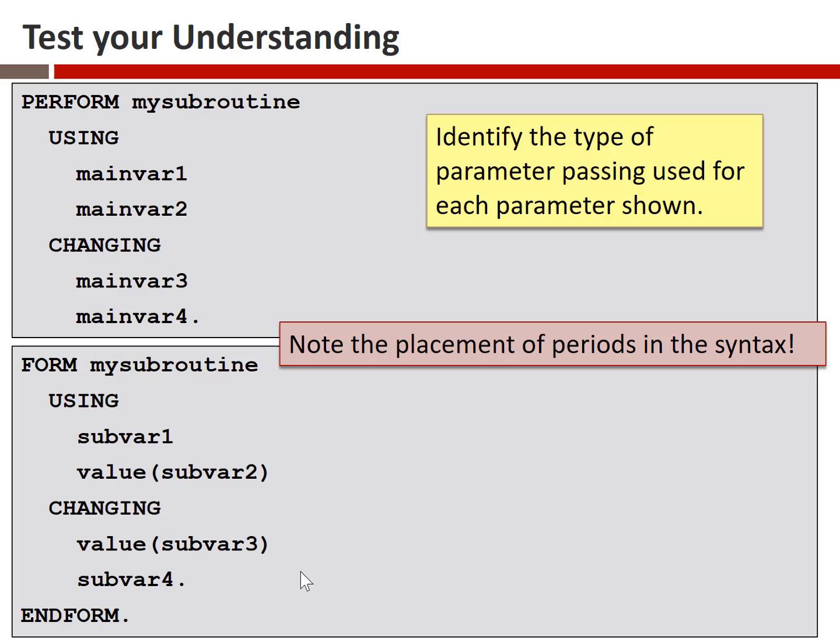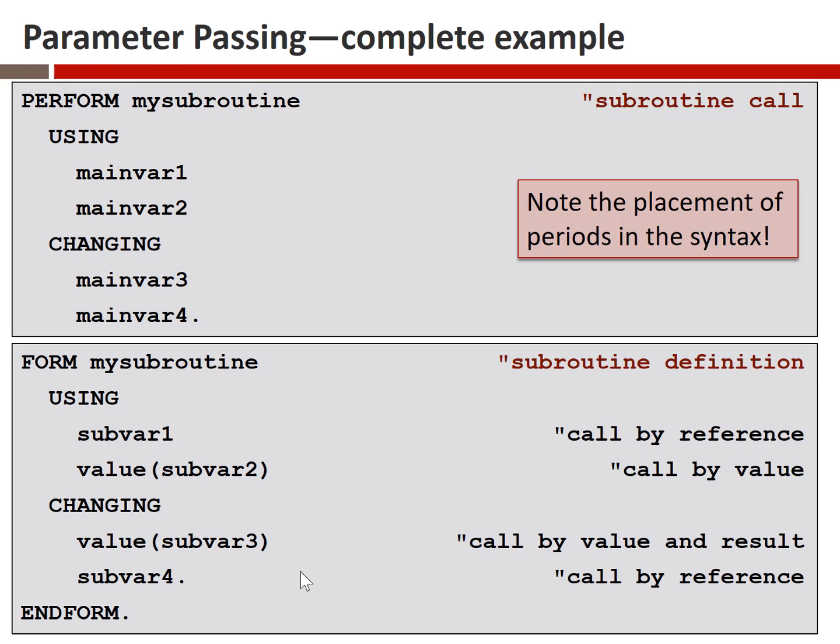So in fact, in terms of identifying the parameter passing here, main var 1 matches up with sub var 1. It's using, and the word value is nowhere to be found, so I know that that's just normal pass by reference. With main var 2, you'll notice it matches up with sub var 2, which uses the keyword value, so I know that's pass by value, and it's the using statement, so it's just straight up pass by value.